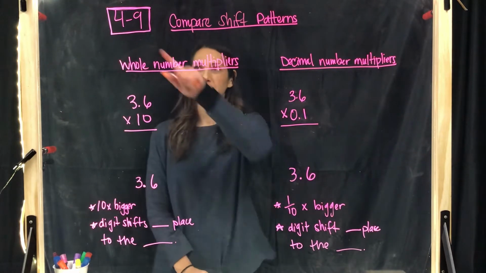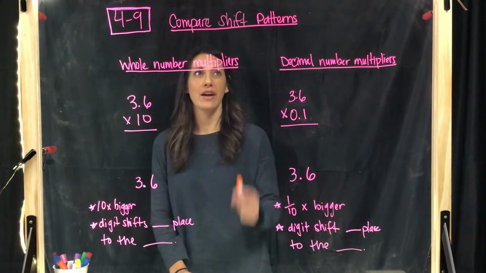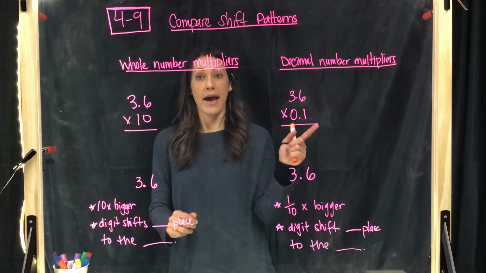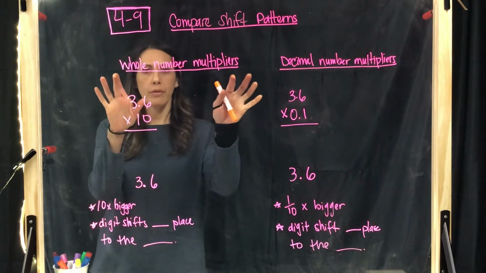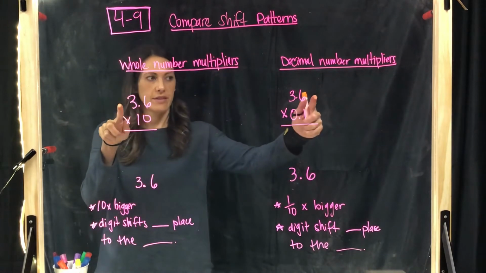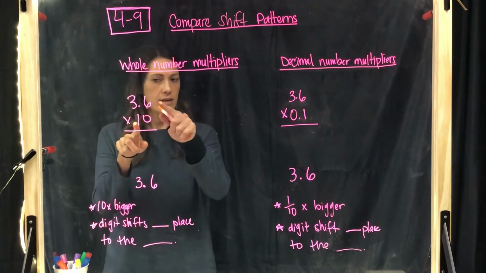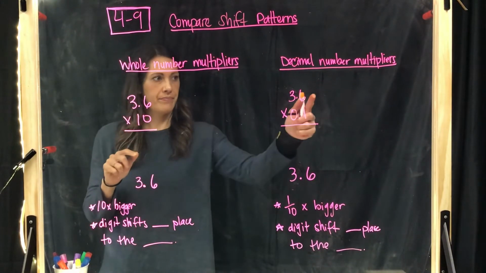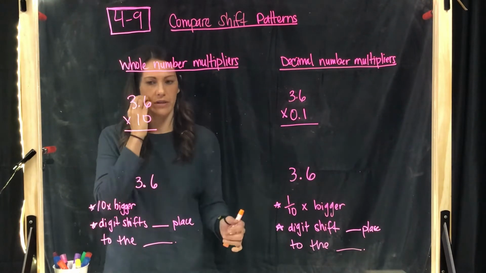Hello students, we're on 4-9 and we're going to compare shift patterns, okay? We're going to look at whole number multipliers and decimal number multipliers. So I have the same number and I'm going to multiply this number by a whole number and by a decimal. We're going to look at the difference, okay?